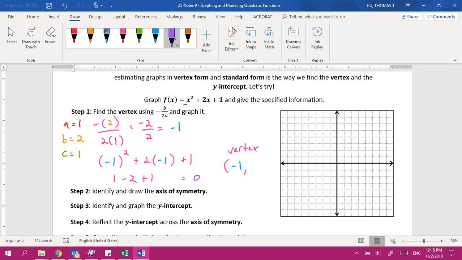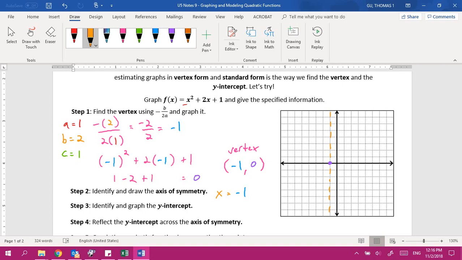Very good. So let's graph the vertex on our graph. It's going to be negative 1, 0, right here. Step 2: we need to identify and draw the axis of symmetry so we know where to reflect. What's the axis of symmetry? x equals negative 1. And where did you get that negative 1 from? From the x on the vertex. So x equals negative 1 is right here. That is my axis of symmetry.